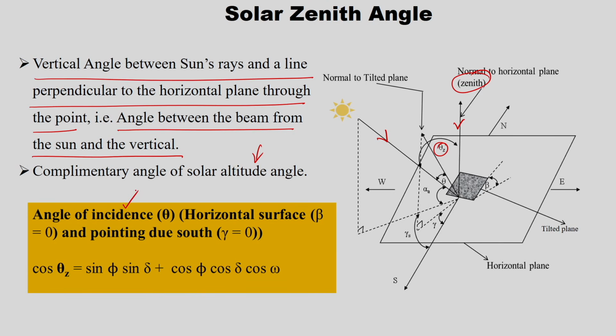In the general formula of angle of incidence, we can substitute since it is a horizontal surface where there is no tilt, beta is 0 degree, and the surface pointing due south, gamma is equal to 0 degree. So, this is all calculated for the northern hemisphere. If we substitute, we can get the zenith angle as cos theta z equals sin phi sin delta plus cos phi cos delta cos omega.